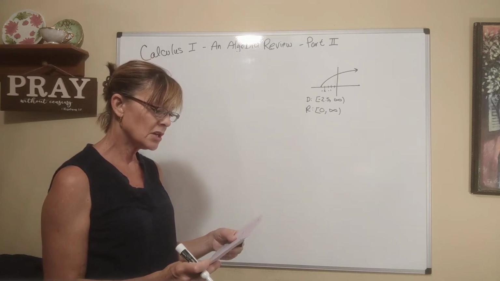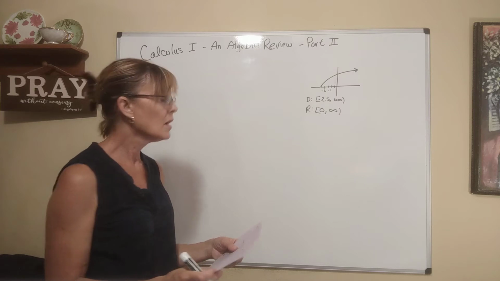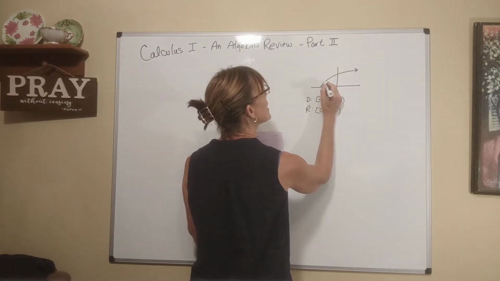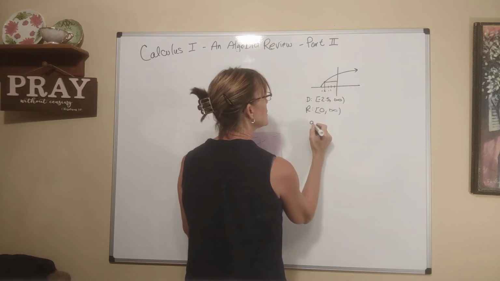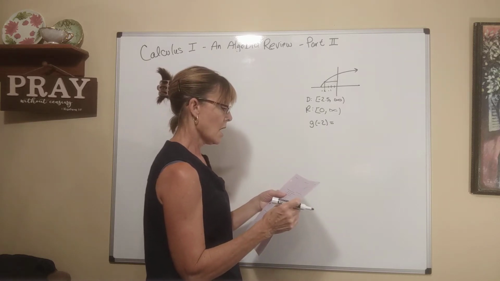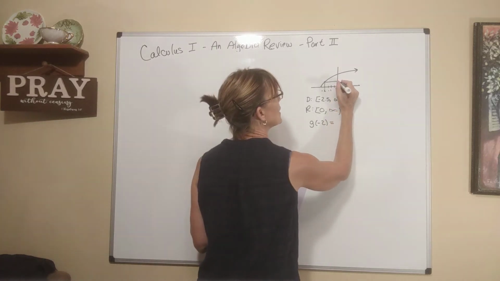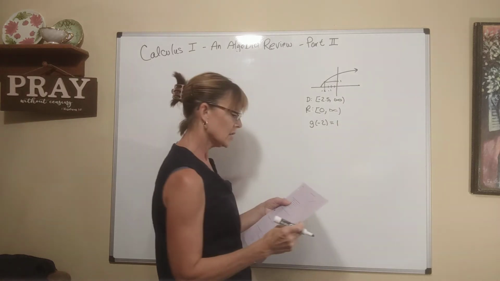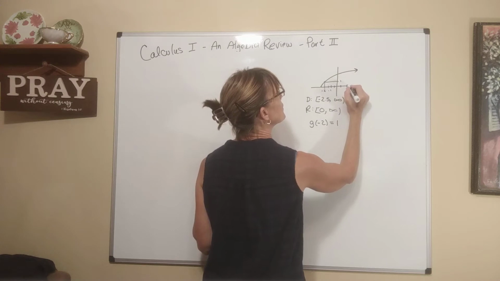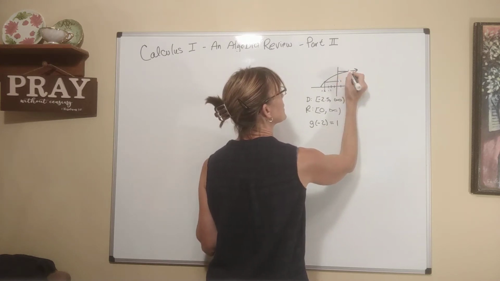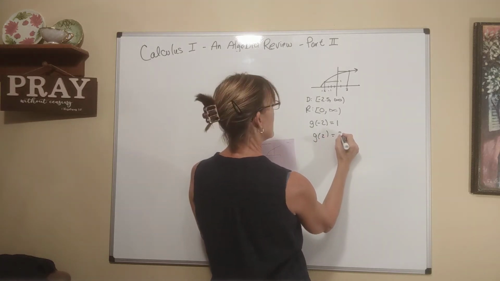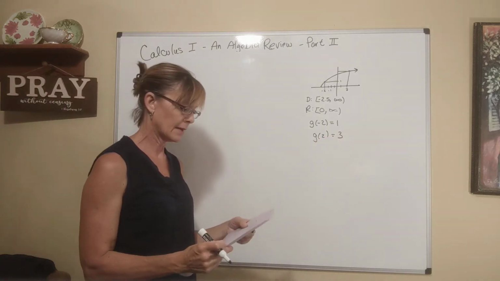State the value of g of negative 2. Well, you just go over to where x is negative 2, and you go up to the y, and you say, well, what is that y value? So g of negative 2 appears to be 1. It appears to be hitting here at 1. And what is g of 2? Well, then you would go over here to where x is 2, and you go up here and say, well, what does this y value appear to be? And so g of 2 appears to be 3. That's where it looks like it's hitting.